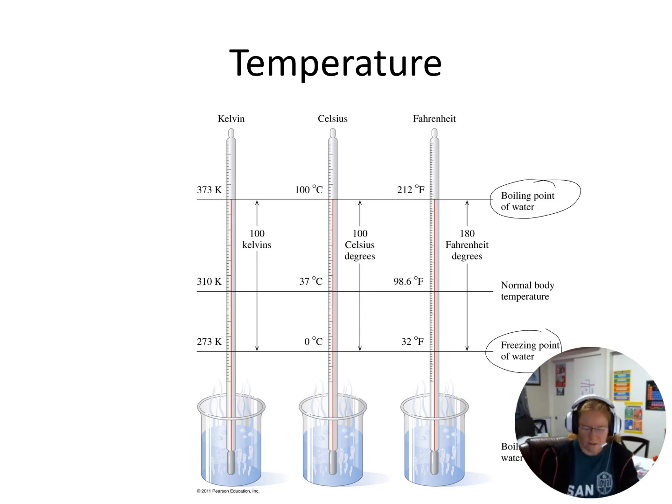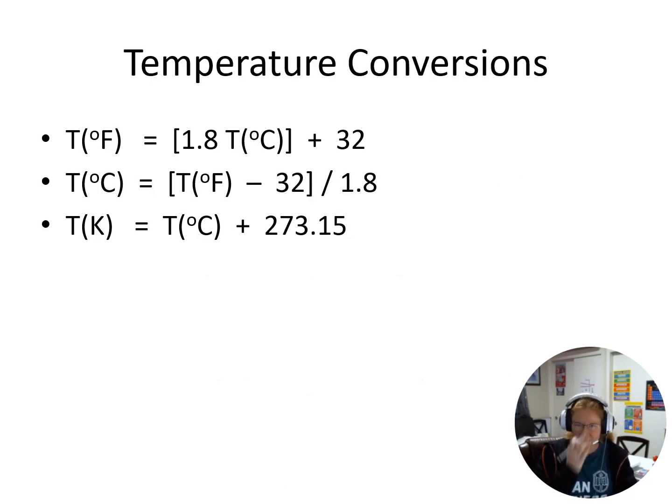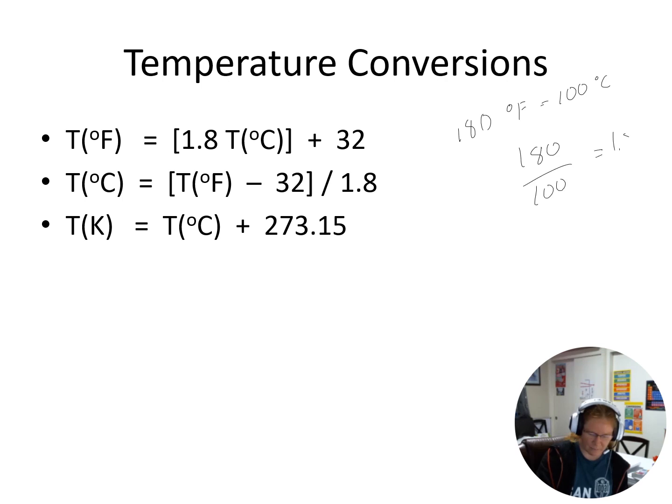So we have some equations we can use to convert between these. If I want Fahrenheit and I have Celsius, I'm going to take my Celsius temperature, multiply that by 1.8, and then add 32. What I'm doing is I am fixing the size of the degree, and then I am adjusting for the freezing point. Because remember, there's 180 degrees Fahrenheit for every 100 degrees Celsius. If I take 180 over 100, I get that 1.8.